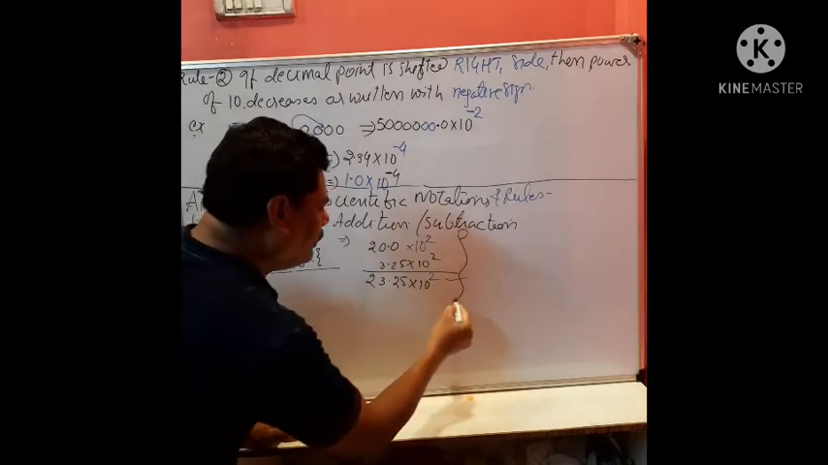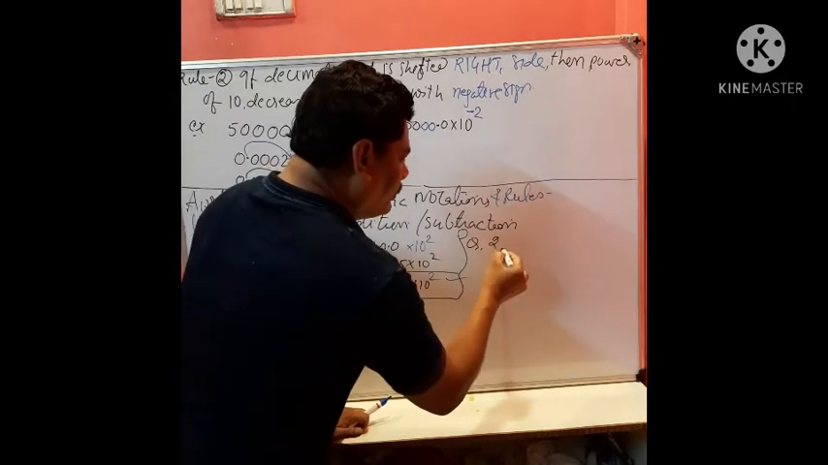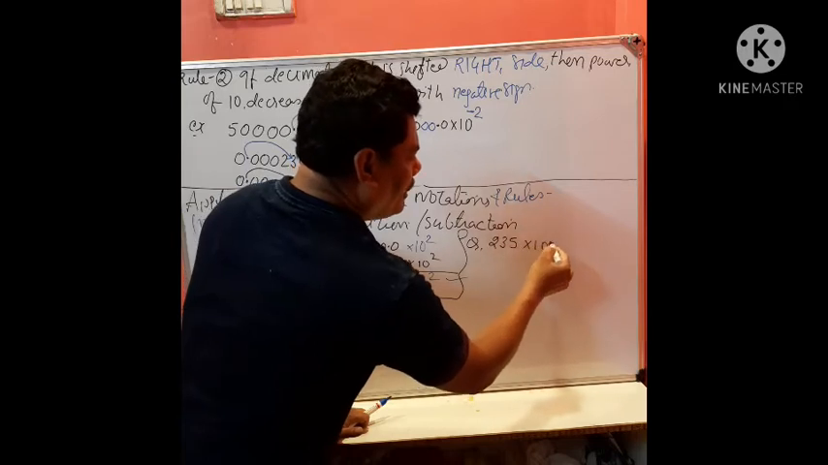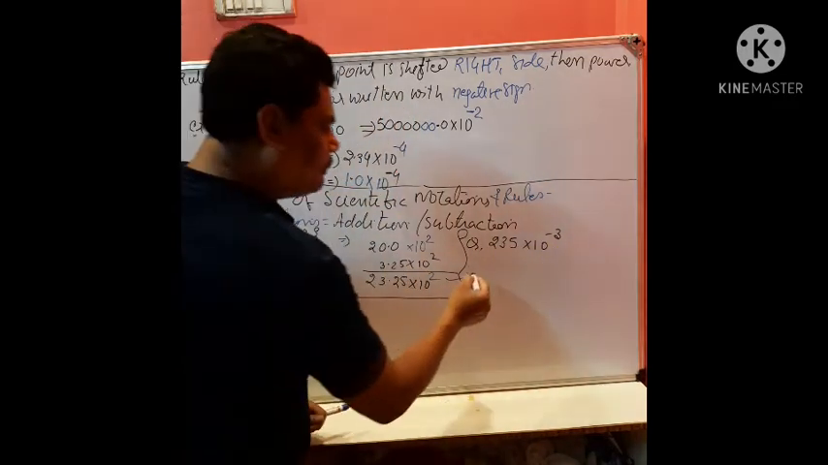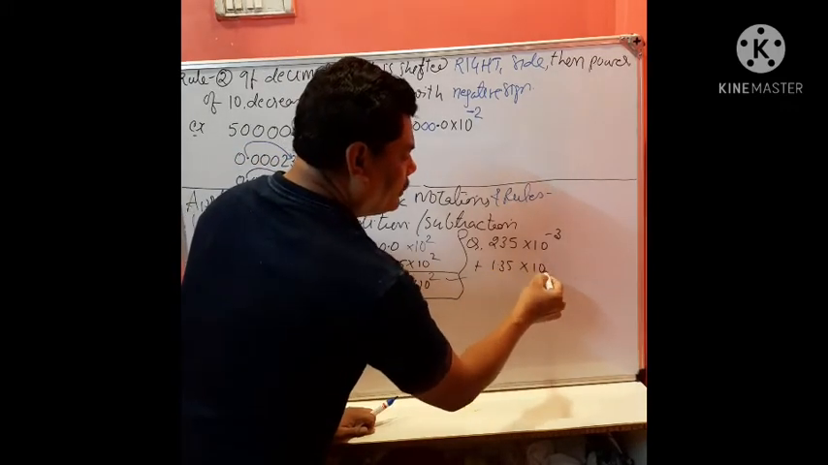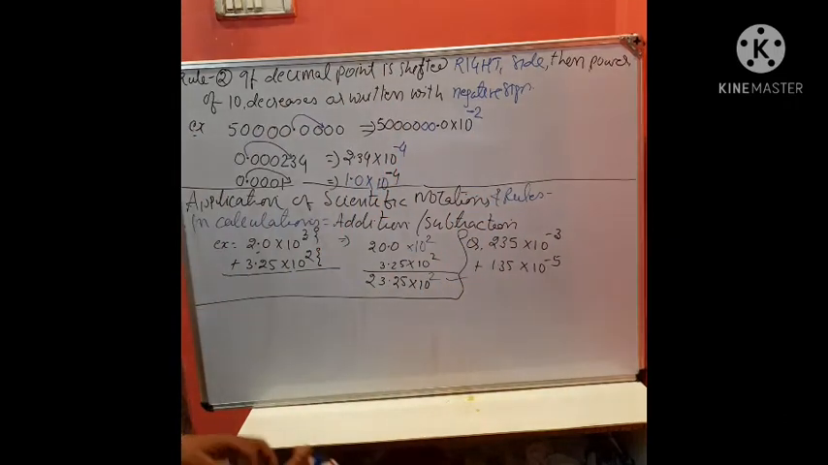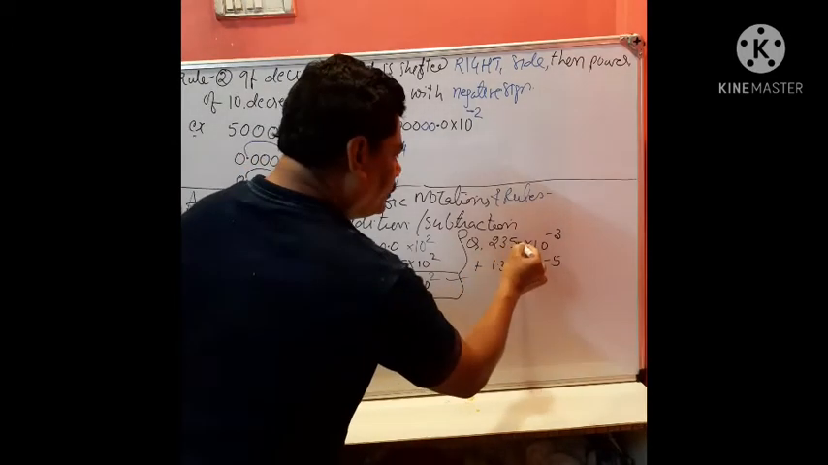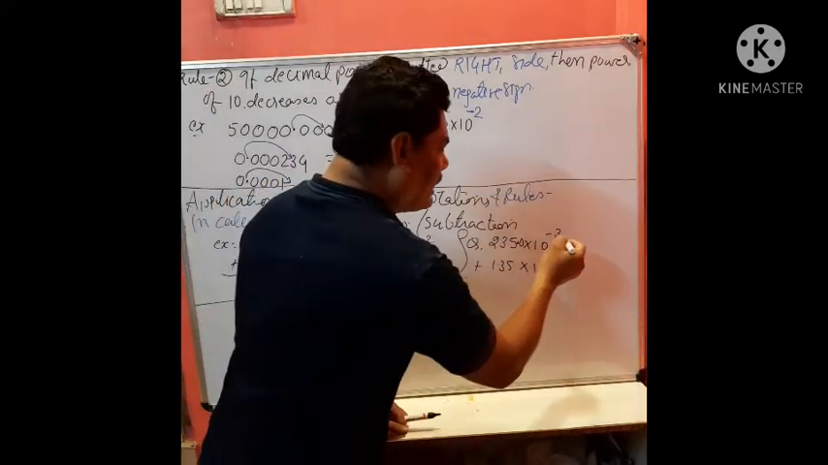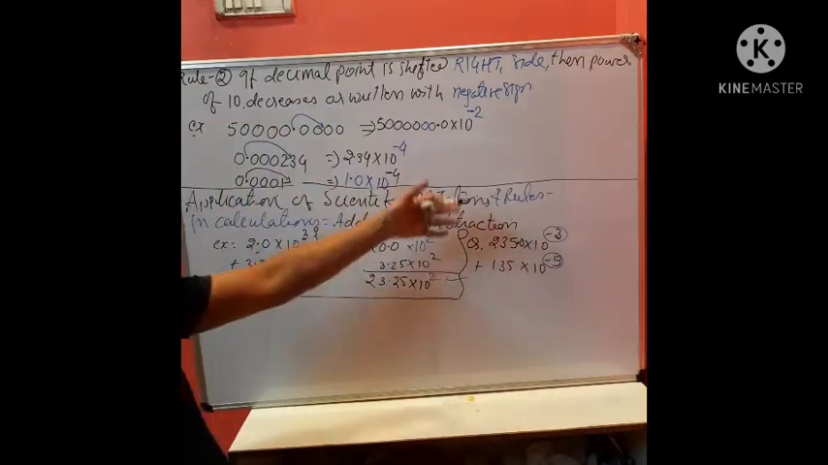Like here we can solve one more question. 235 into 10 to power minus 3, plus 1.35 into 10 to power minus, let's take it, 5. Now what to do? You write it as 235.0. Again here the powers are dissimilar. In one place 10 to power minus 3 and in another place 10 to power minus 5.